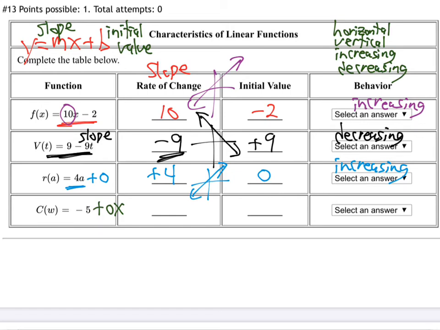Question, Lejeune: wouldn't a equals 4a be vertical? It would not. I'll come back to it. Let me finish this one, and we'll get back. Well, let me just say for now, let's do this one in a minute.